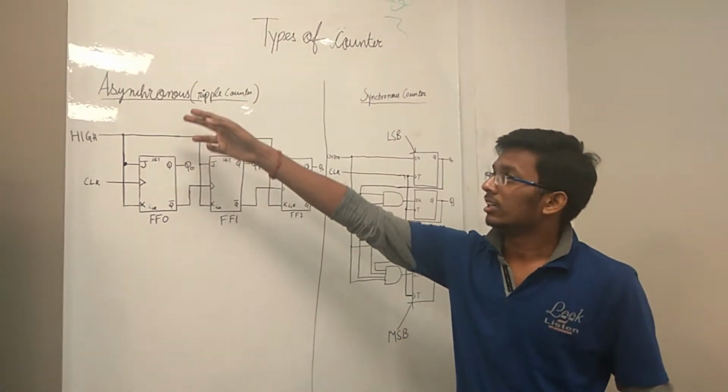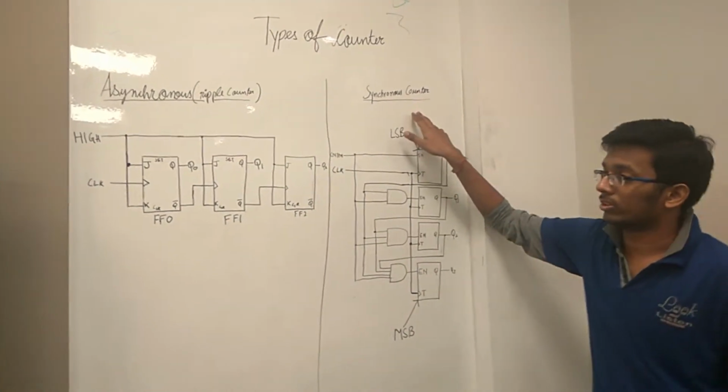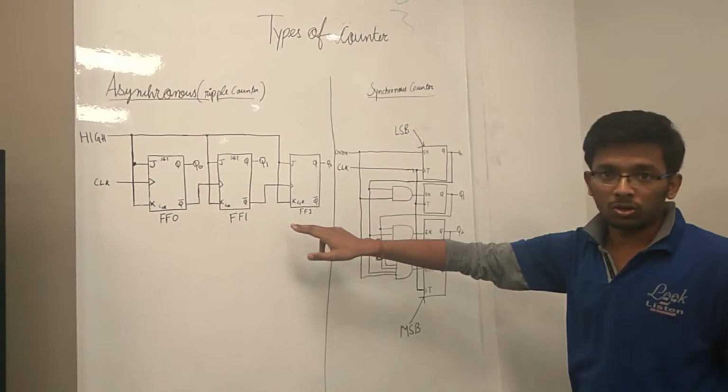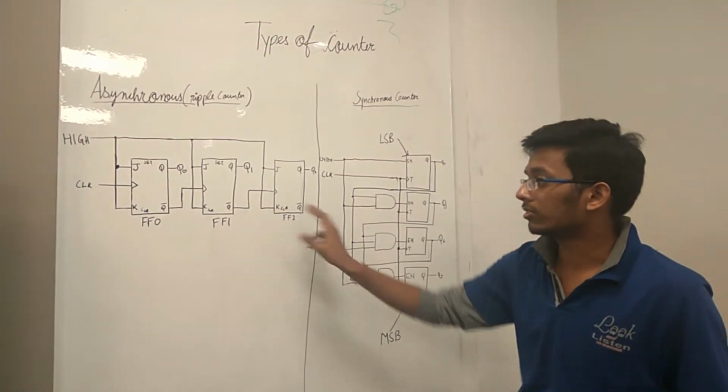Here you can see that there's an asynchronous counter, which is also a ripple counter, and a synchronous counter. So here I had drawn the diagrams of both the counters. Now I am going to explain to you about the asynchronous counter.